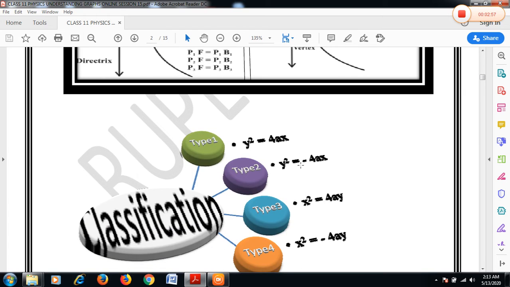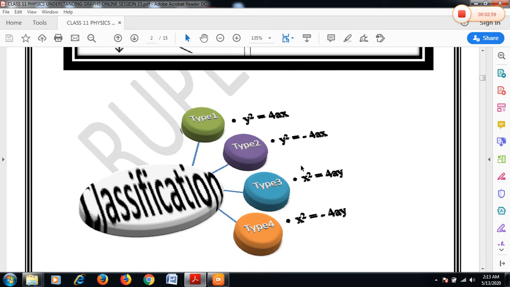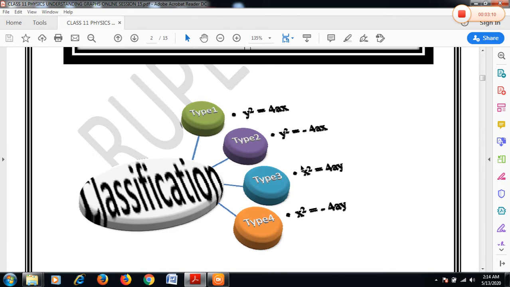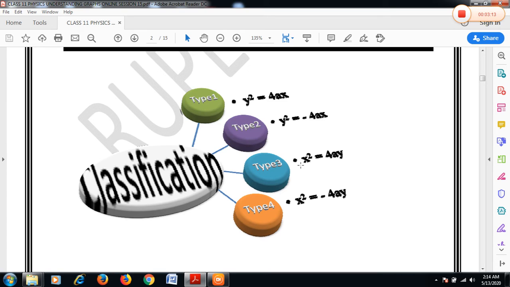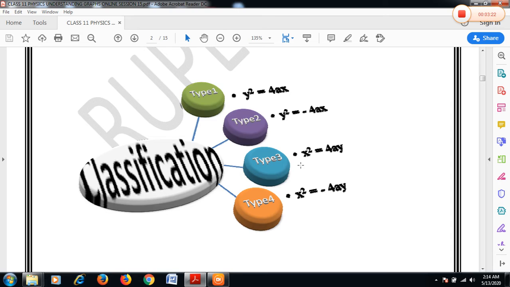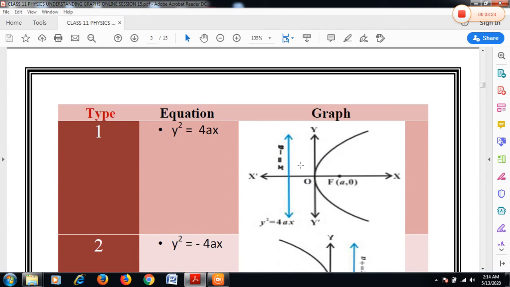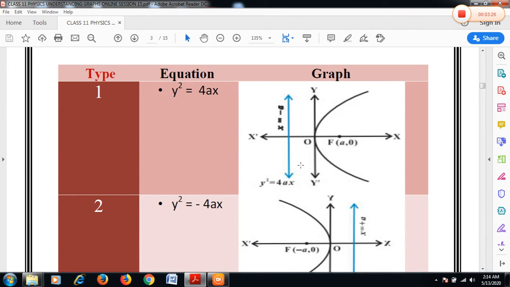So we can classify parabola in four types: type 1, 2, 3 and 4. Type 1 has its equation like y square equals 4ax. Type 2 has equation like y square equals minus 4ax. Type 3 is x square equals 4ay, and type 4 is x square equals minus 4ay. Remember always that in case of parabola we have one variable in quadratic form and one variable in linear form. Okay, so in this table we are dealing with the equations and graphs of different types of parabola.